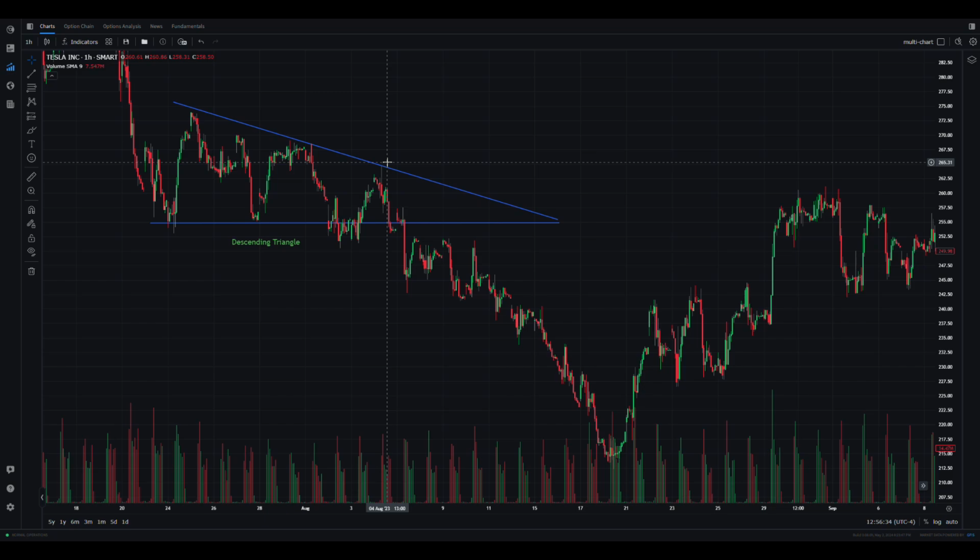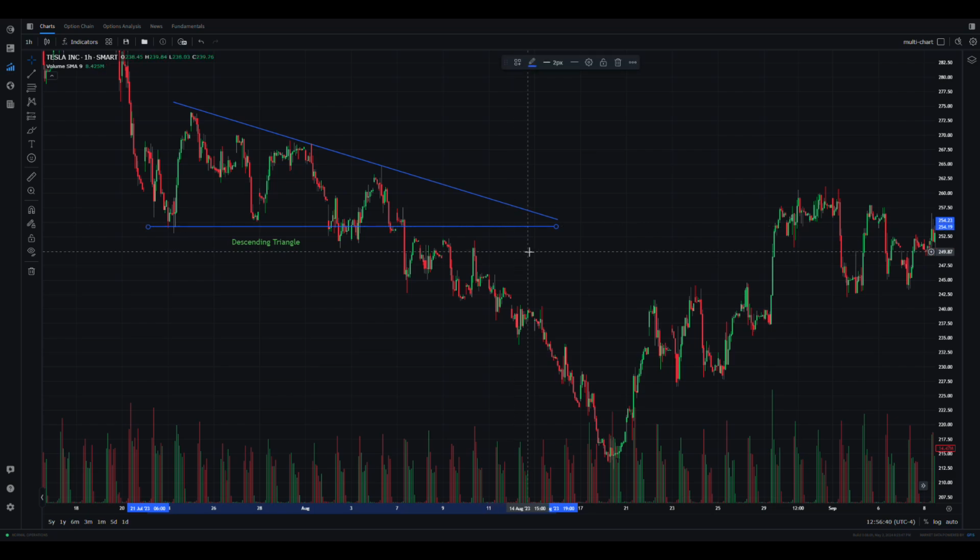The horizontal support line represents a level at which buying interest historically prevents further price decline. Buyers typically enter the market when the price approaches this level, creating a support zone. Conversely, the descending resistance line indicates increasing selling pressure, resulting in lower highs. This trend line suggests that sellers are gaining control and are willing to sell at progressively lower prices.